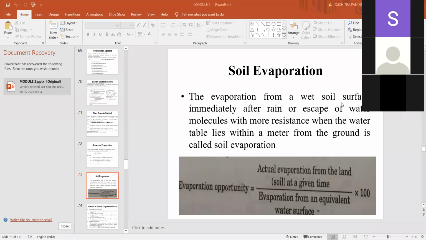So the evaporation from a wet soil soon after a rainfall, or escape of water molecules with more resistance when the water table lies within a meter from the ground surface, is called soil evaporation, and it is always expressed in terms of percentage, and it is called the evaporation opportunity. So evaporation opportunity is nothing but actual evaporation from the land or soil at a given time divided by evaporation from an equivalent water surface area, multiplied by 100. So it is always expressed in terms of percentage. It is called soil evaporation opportunity.